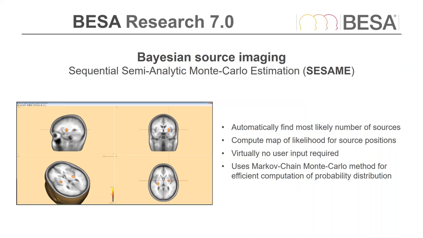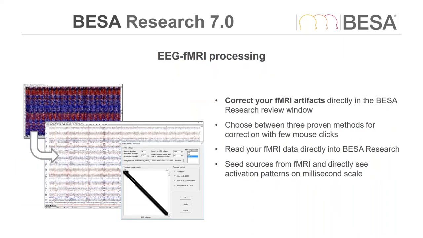And last but not least, we will try out processing of joint EEG fMRI recordings. Of course, these recordings suffer from severe artifacts, but these can now be corrected with few mouse clicks in BESA, and BESA lets you choose between three different published and verified methods. Once you have processed the EEG data, you can also read the fMRI data directly into BESA Research. You can seed sources and see the activation in the EEG on a millisecond scale.